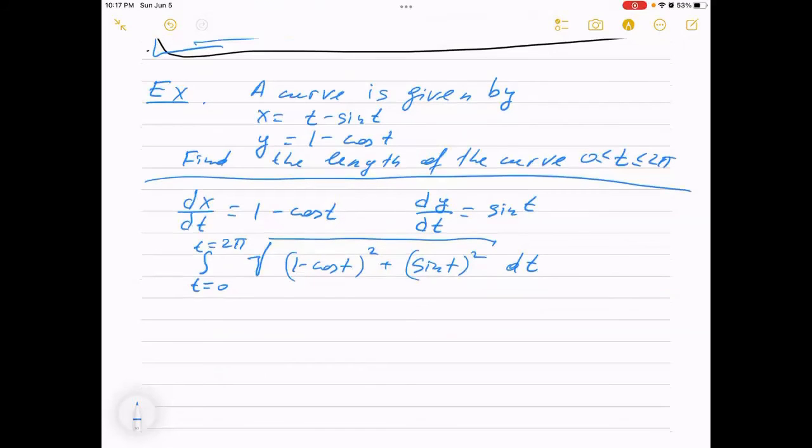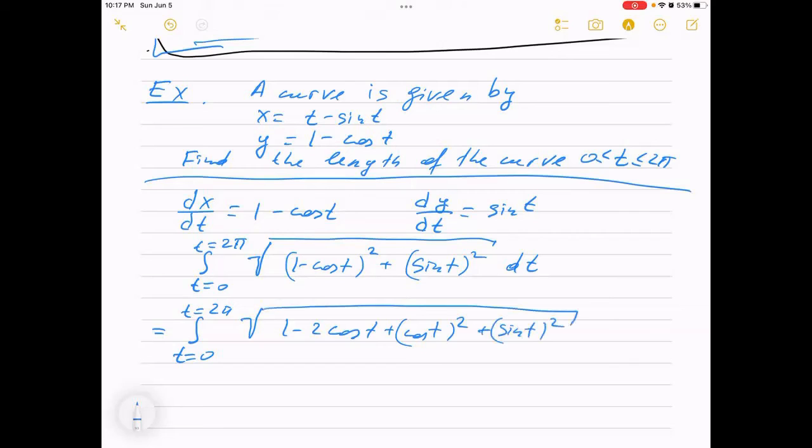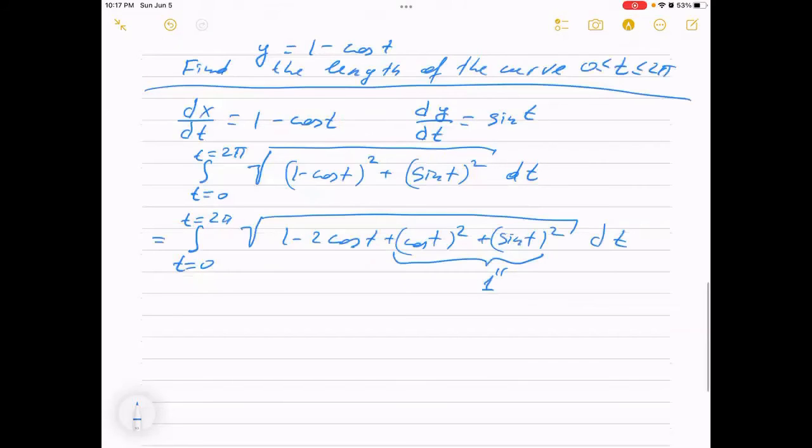And all that is left now is just to evaluate the definite integral. So we're going to do the integral from t equals 0 to t equals 2 pi. We're going to simplify that expression under the square root. So 1 minus 2 cosine t plus cosine t squared, that is the square of a difference, plus sine of t squared dt. Cosine squared plus sine squared equals 1. So 1 plus 1 is 2, so 2 minus 2 cosine t.